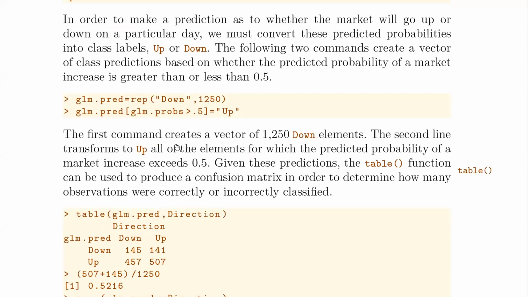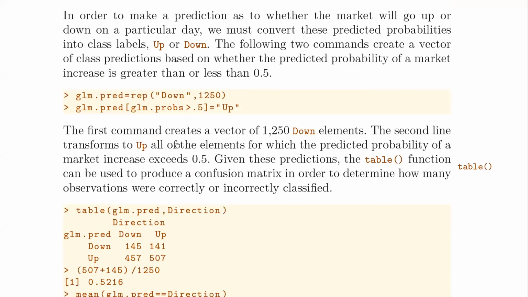In order to make a prediction as to whether the market will go up or down on a particular day, we must convert these predicted probabilities into class labels, up or down. The following two commands create a vector of class predictions based on whether the predicted probability of a market increase is greater than or less than 0.5.